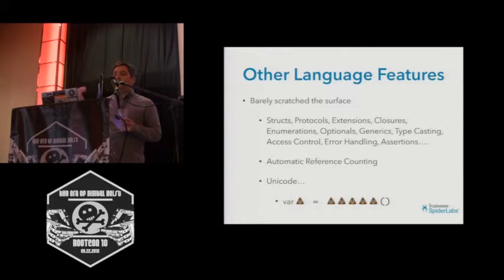Other language features. We've barely scratched the surface. It's just a quick overview to try and get you guys familiar with it. Structs, protocols, extensions, optionals, generics, error handling, all that kind of stuff. It's really nice, first-class, modern language, they call it. I don't know what a modern language is supposed to mean, but it's modern. Uses automatic reference counting, so that's been a thing since Objective-C 2. It's pretty straightforward in the memory management. Unicode, so you can come up with crap like that. I don't know why anybody would want to use emoji in their code, but yeah, it's possible.